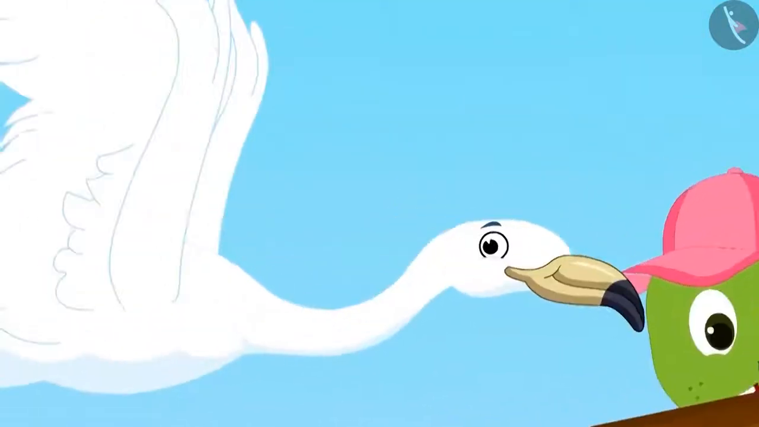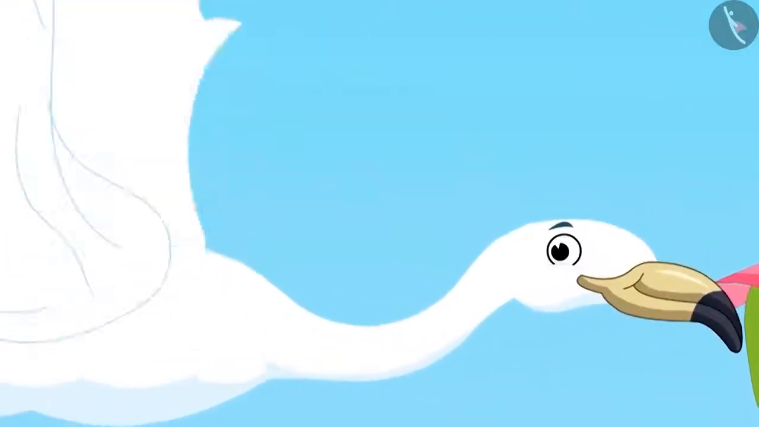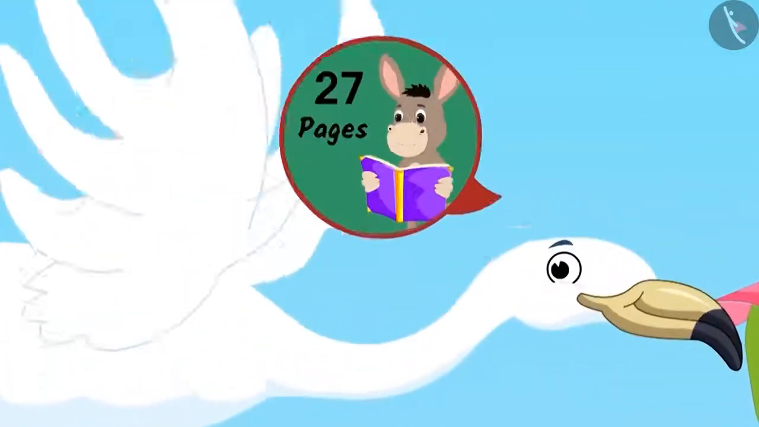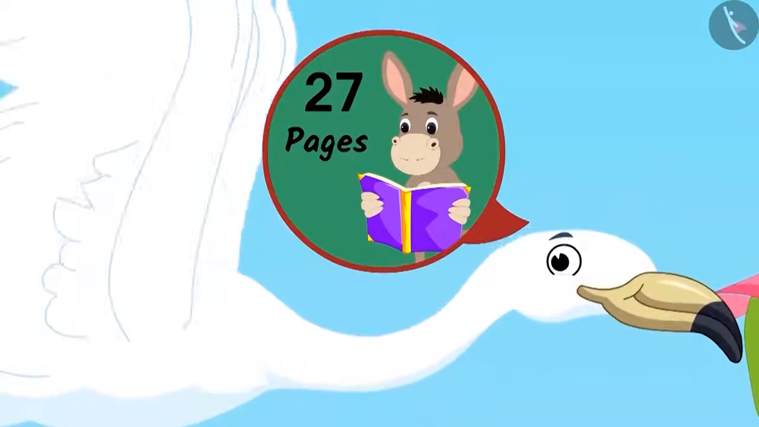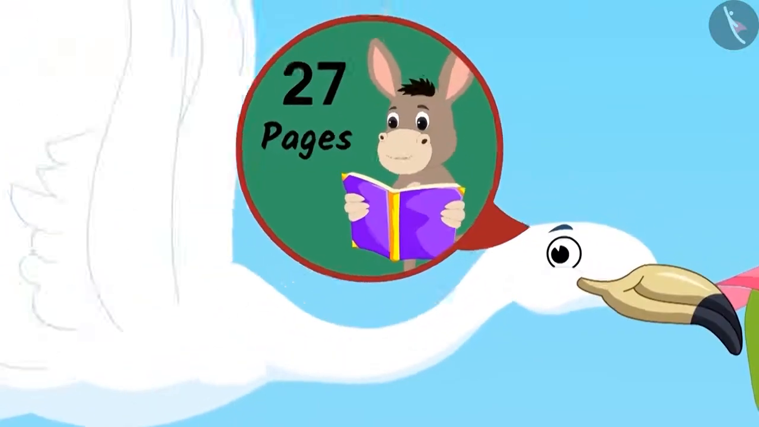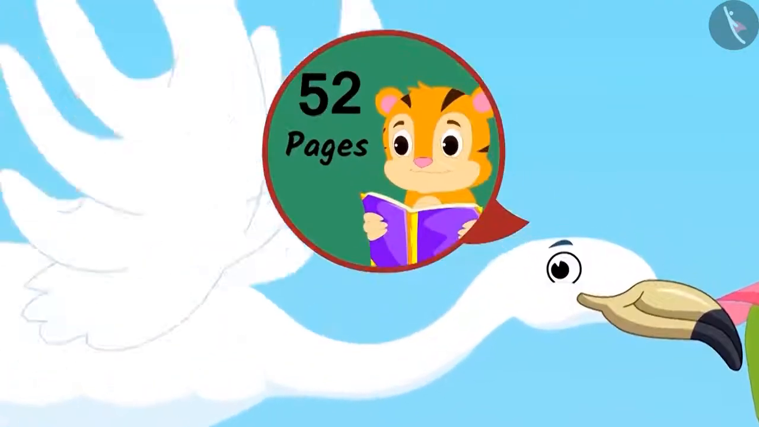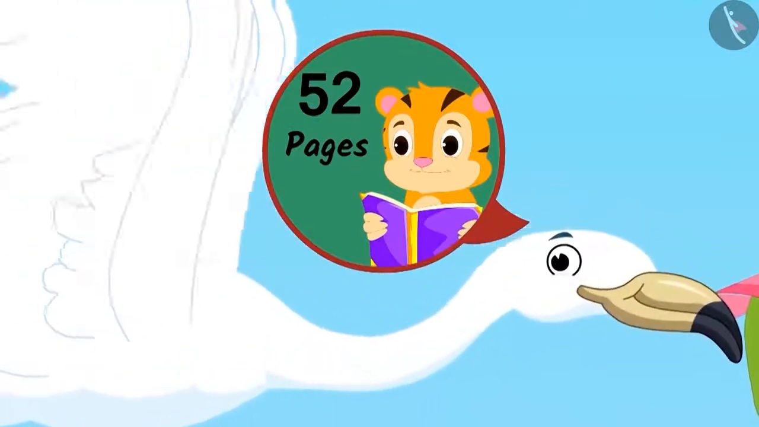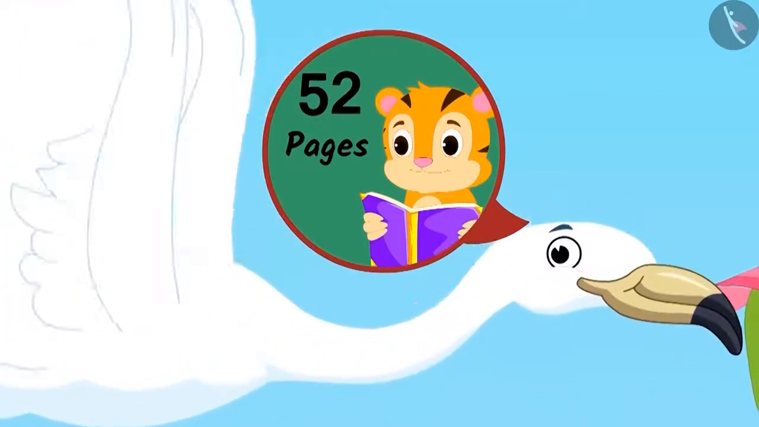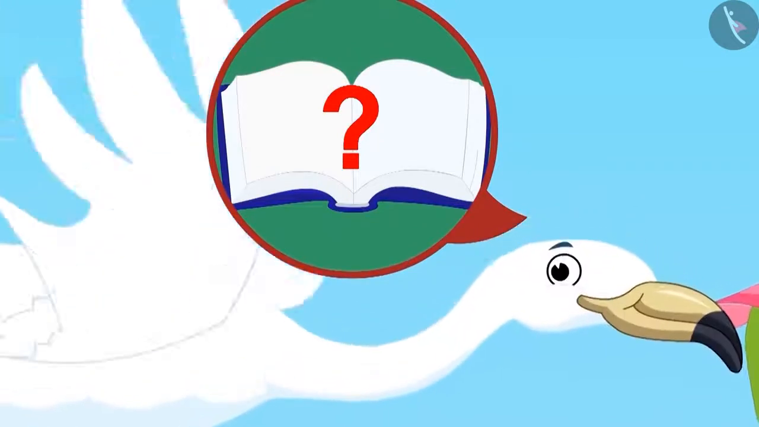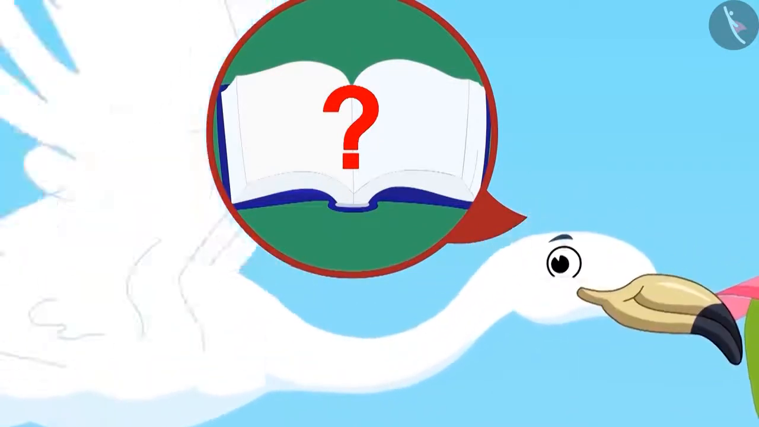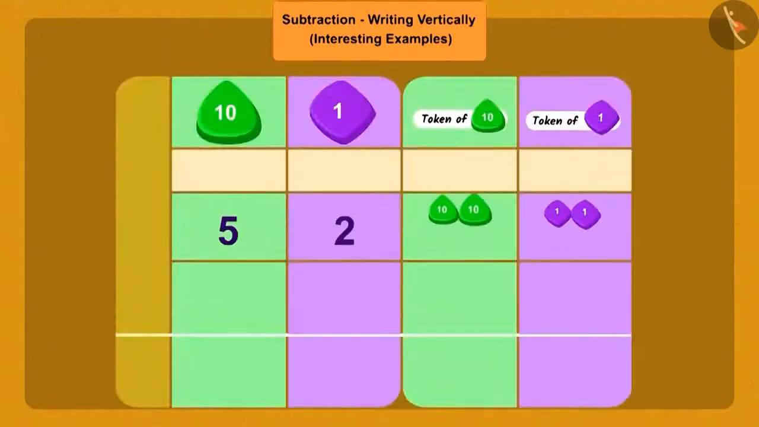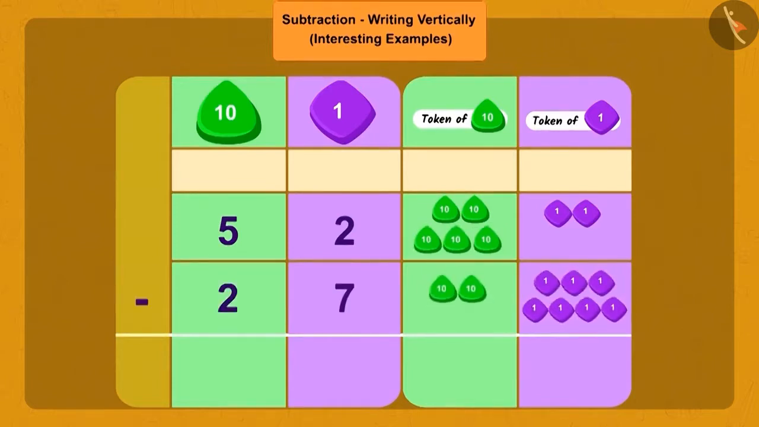Now it was the turn of the second bird. This was the second puzzle. If Bhola read 27 pages of a book and Sher Khan read 52 pages of the same book, then can you tell me who read more pages and by how many? Children, can you tell me who read more pages? Yes, Sher Khan read more pages than Bhola.